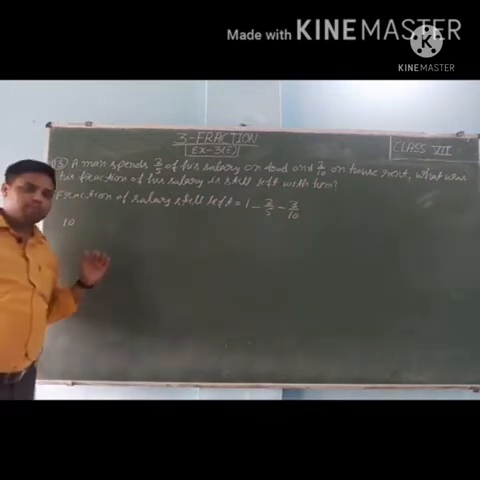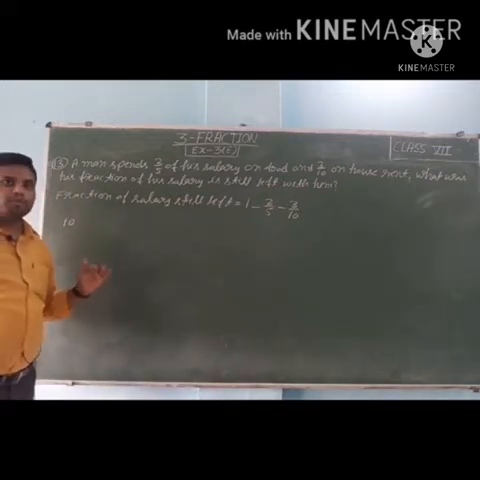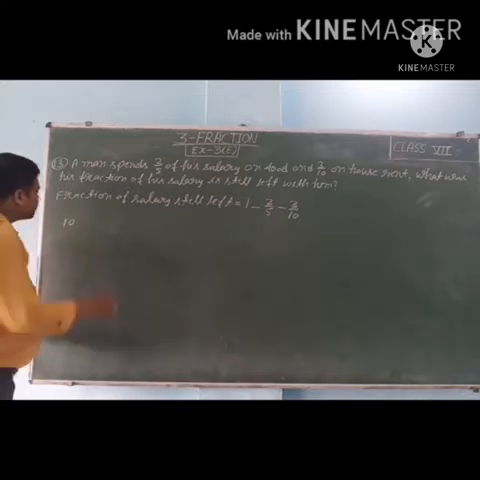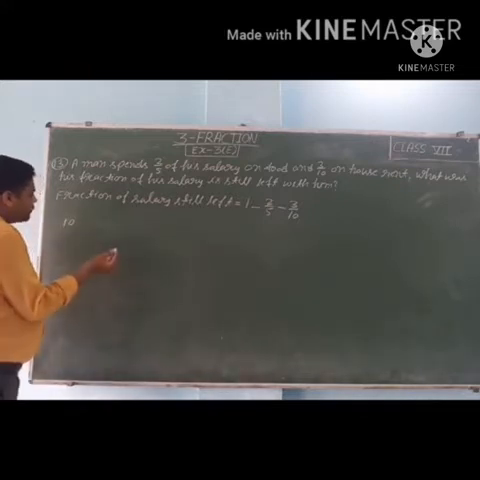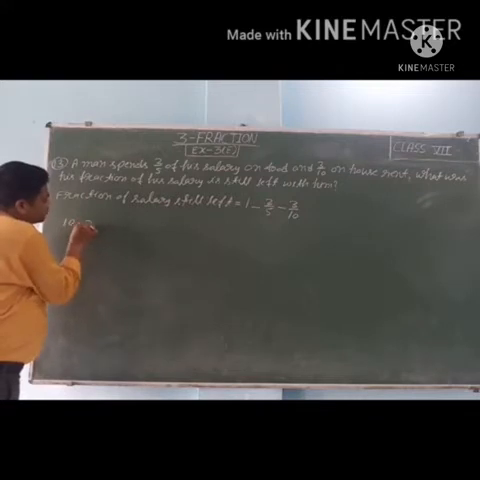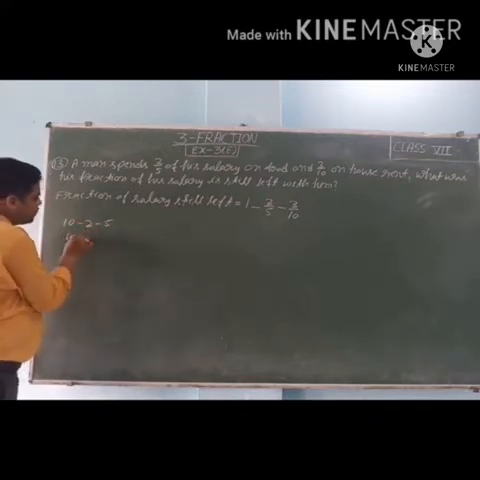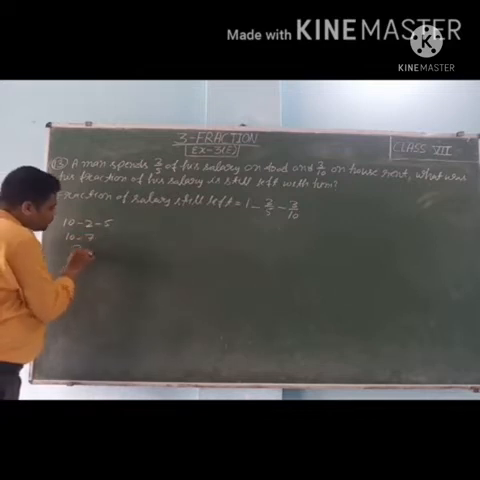Of 2 rupees you have purchased the toffees and 5 rupees of biscuit packet. So it means how much amount you have still left? So 10 minus 2 minus 5 means minus 7. So 3 rupees you still left.